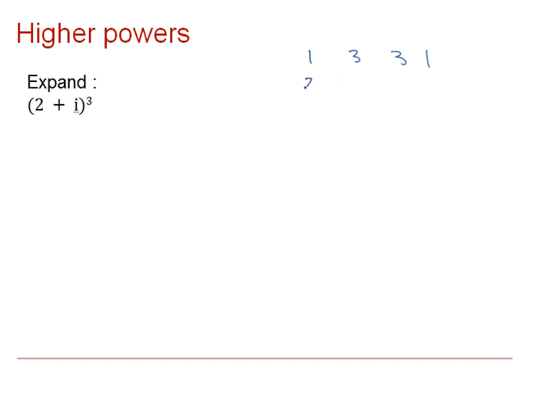The fact that then you're going to be decreasing the powers of 2 and increasing the powers of i, and then pulling it all together. So for example, that first column will be 1 times 2 cubed times i to the 0, which in effect will also be 1, giving us an 8.